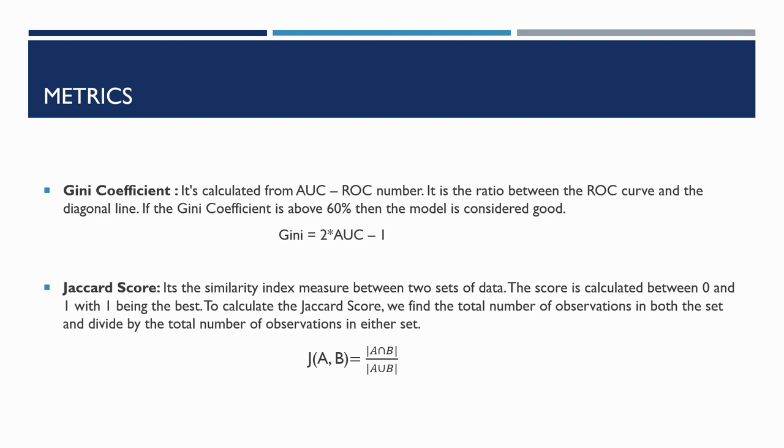And the Jaccard score, which is the similarity index, measures the similarity between two sets of data. The score is calculated between 0 and 1, with 1 being the best. To calculate the Jaccard score, we find the total number of observations common to both sets and divide by the total number of observations in either set.